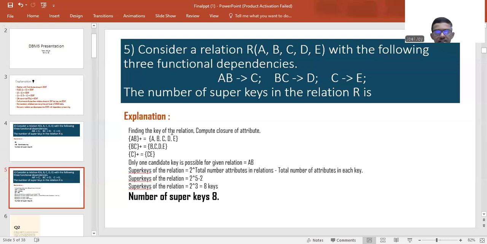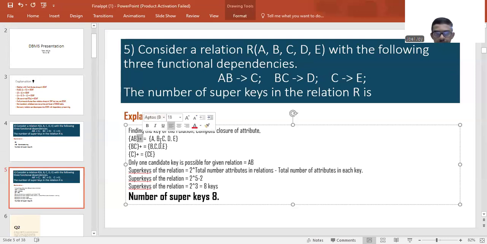First is finding the key of the relation. Compute the closure of the attributes. AB plus gives ABCDE. BC plus gives BCDE. And C plus gives CE. And from here, only one key is possible for the given relation, AB, as it is mentioned in the question.